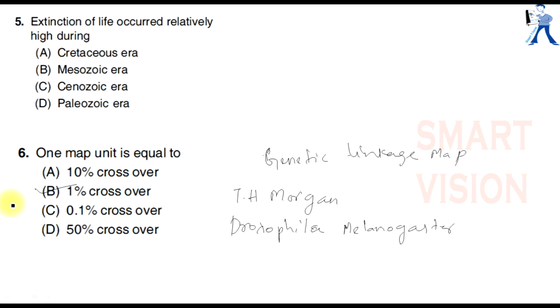One map unit is equal to the percentage of recombination, or we can call it crossing over, right? So this distance, the crossing over, which occurs in the meiosis phase of sexual reproduction, we will use to calculate the linkage percentage of any organism. So 1 map unit is equal to 1% crossover.